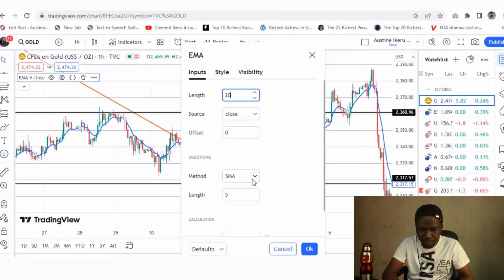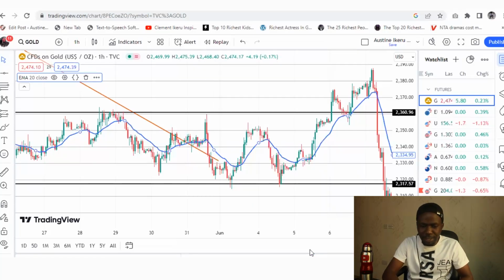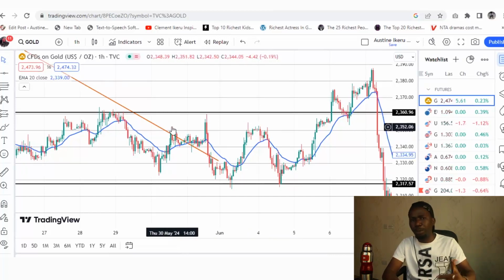But for the sake of this tutorial video, we are going to use the 20 EMA, right? The 20 EMA suggests a strong trend, while the 50 EMA suggests a healthy trend, while the 200 EMA suggests a weak trend, right? So for the sake of this video tutorial, we are going to use the 20 EMA. So the length should be 20, then the method should be EMA, and then the length again should be 20. So here we are using the 20 EMA, right? Now the 20 EMA will be acting as support and resistance.